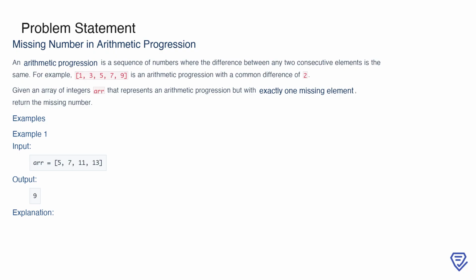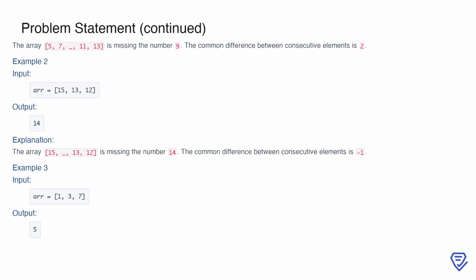Let's look at an example. If the input array is 5, 7, 11, 13, the output should be 9. This is because the difference between consecutive numbers is 2, and 9 is the missing value that completes the sequence. Here's why the output is 9 in the first example. The array 5, 7, blank, 11, 13 has a gap between 7 and 11. The common difference of 2 tells us that the missing number must be 9 to maintain the progression.